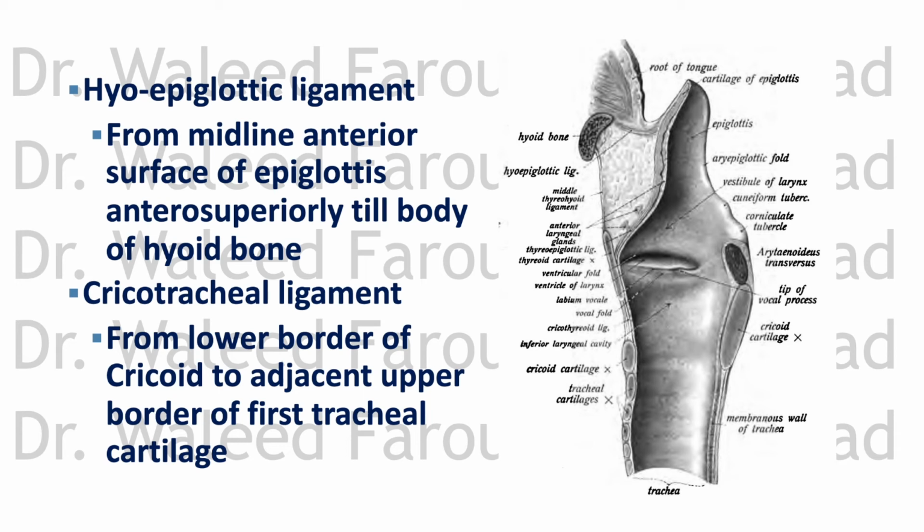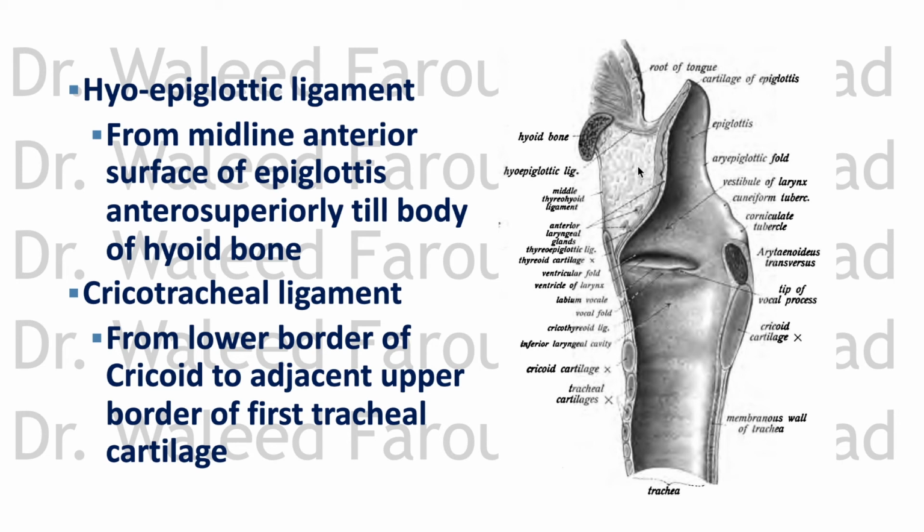The hyoepiglottic ligament, this one. It's between the back of the body of the hyoid bone and the central, middle part of the apex of the epiglottis. See, it supports the epiglottis, of course, the median hyoepiglottic ligament. What else? Okay, look down here.